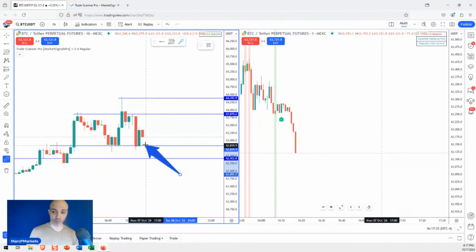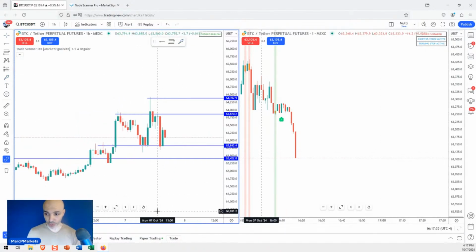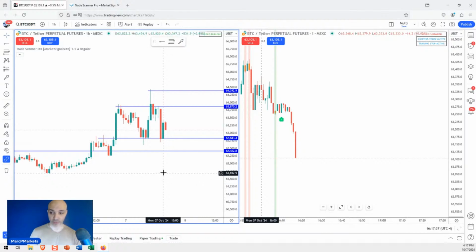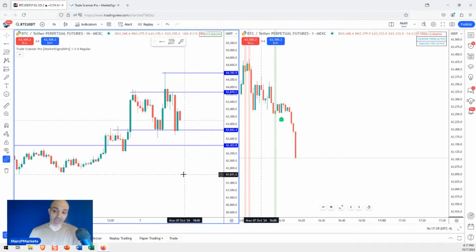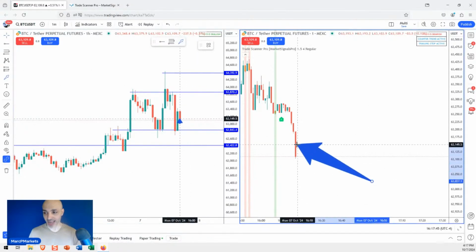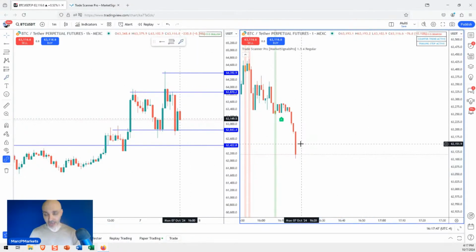So we're just getting closer to support. The trend structure hasn't changed on this time frame yet, right? It hasn't changed. So I have to recognize that. If I go short now, I'm reacting, and I don't want to react. I want to anticipate. When you react, again, you get into all kinds of trouble, right?